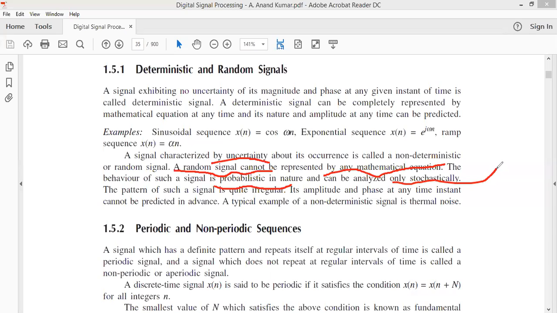That is why the PTSP subject is studied here. Most of the signals occurring in real time are random signals. How do you characterize randomness? Randomness is characterized in a probabilistic manner. Using probability we characterize random signals, and we analyze them using stochastic processes.